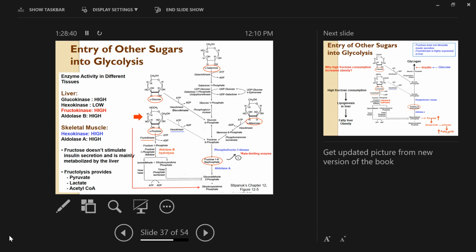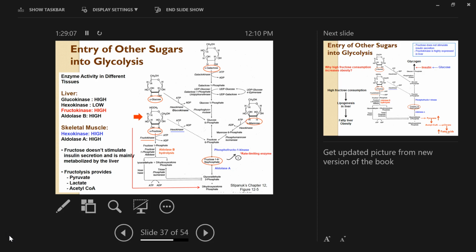In the liver and skeletal muscle, their abundance is different. Glucokinase is highly expressed in the liver, but lower in the skeletal muscle, and hexokinase is more abundant in the skeletal muscle. And most importantly, I want to mention fructokinase.